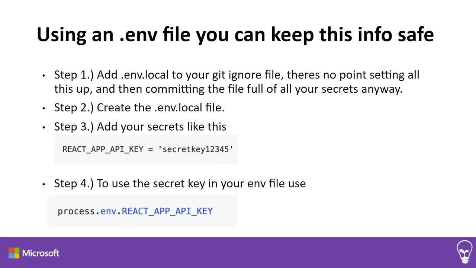Using an env file or an environment file can keep you safe. So how to do this in your project? What you want to do is add .env.local to your gitignore file. It should already be in there, but just have a check to be safe.